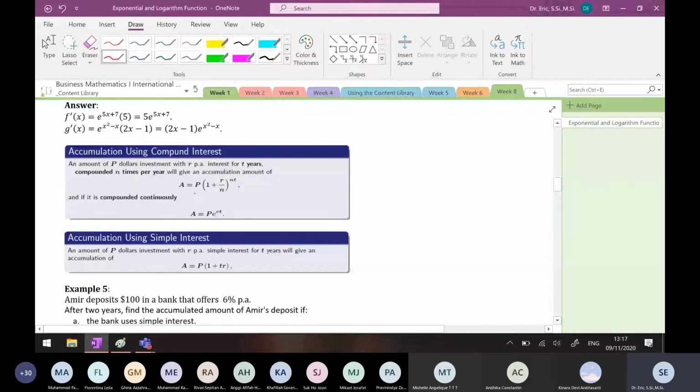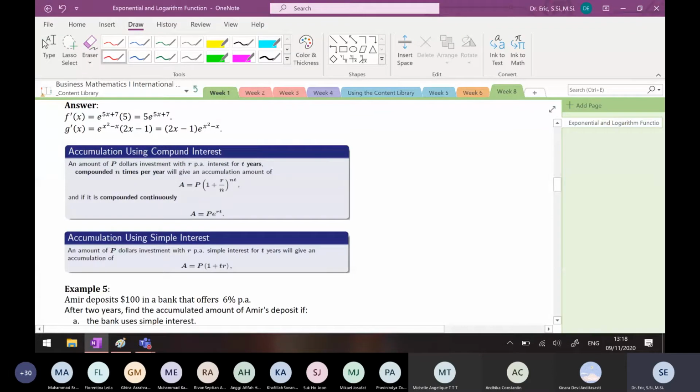I have already discussed also this. How do we get this formula? If I have an amount of P dollars, the principal investment, with interest rate r per annum, the investment is for t years, compounded n times per year, it will give an accumulated amount A equal to the principal P times 1 plus the interest rate divided by how many times it is compounded per year, to the power of n times t. t is how many years, n is how many times it is compounded per year.